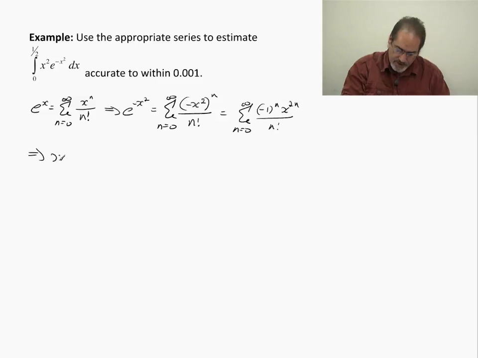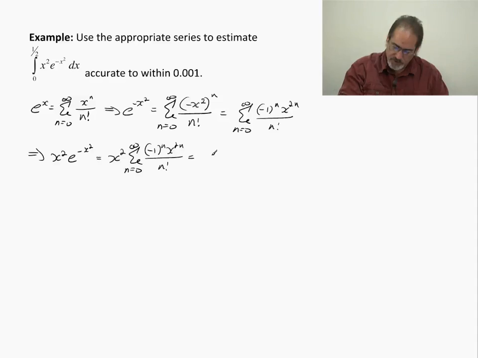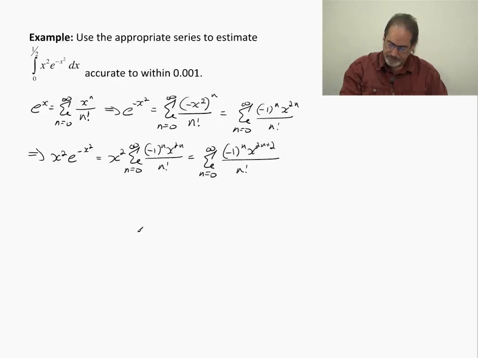That would imply that x squared times e to the negative x squared equals x squared times the sum n equals 0 to infinity of negative 1 to the n x to the 2n over n factorial, which is equal to the sum n equals 0 to infinity of negative 1 to the n x to the 2n plus 2 over n factorial. This 2 right here is from my x squared.